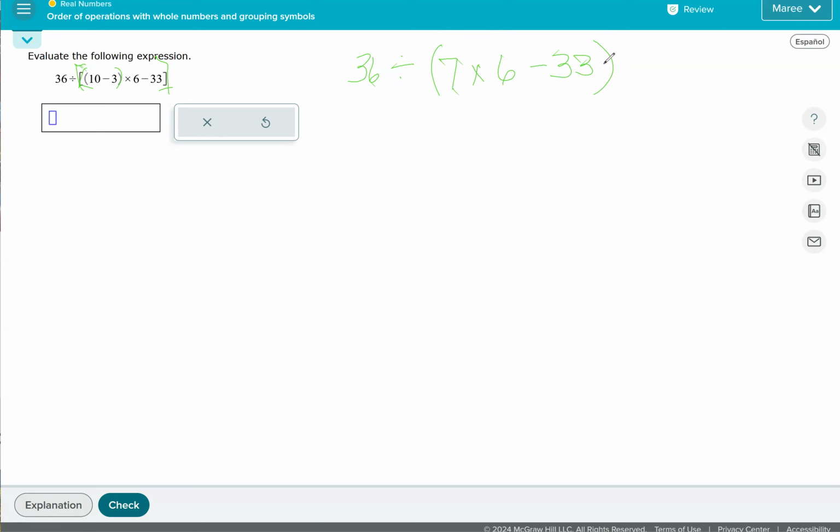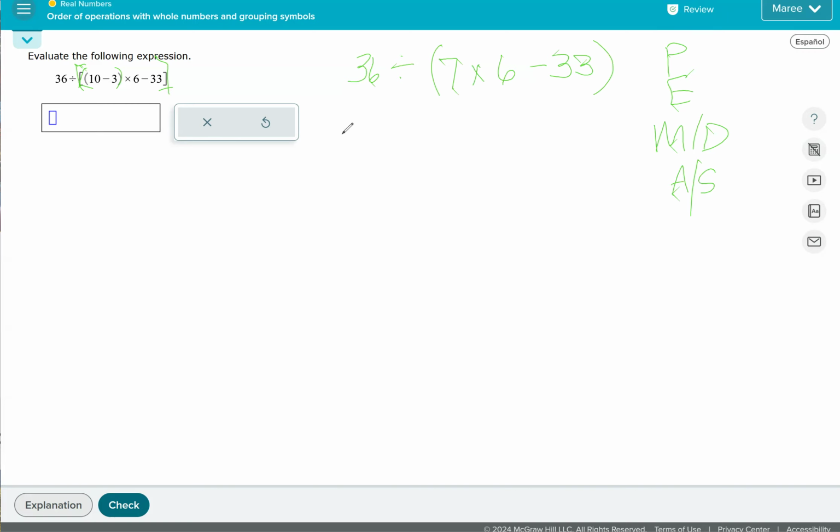So now we're going to complete what's inside the parentheses. We have multiple operations in here. We have multiplication and we have subtraction. In order of operations, we want to do parentheses and grouping symbols first, and then we want to do exponents and roots, and then multiplication and division left to right, whichever one comes first, and then addition and subtraction, whichever one comes first, left to right. So in our order, we have to do multiplication before we do subtraction.